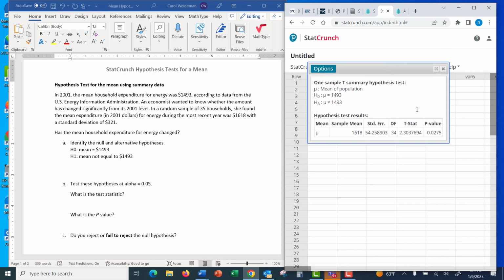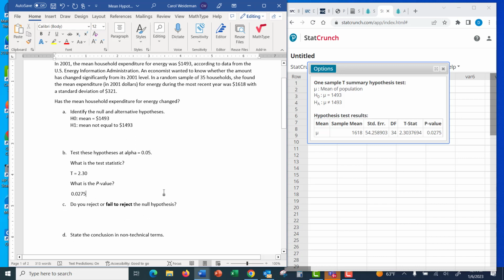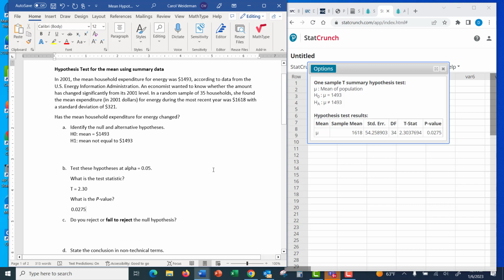And so we see here the test statistic is right here, 2.30. So I'm going to go ahead and write that over here. So it's a t, and it's equal to 2.30. And the p-value here is 0.0275. And we were testing at 0.05, so we would reject because our p-value is less than the alpha level. And so what we can say is that yes, the mean expenditure for energy has changed from the 2001 level of $1,493.